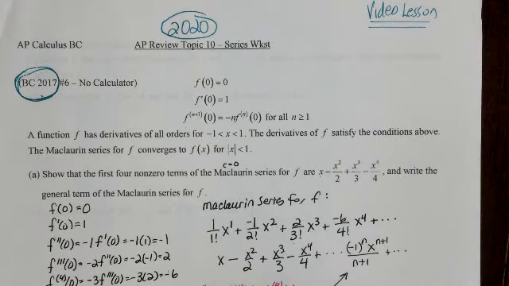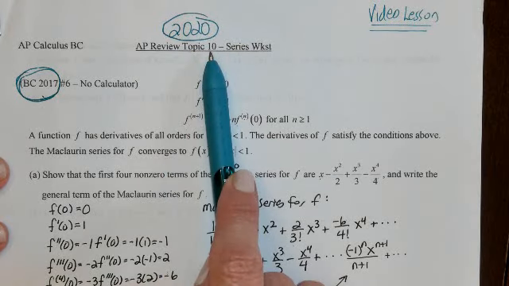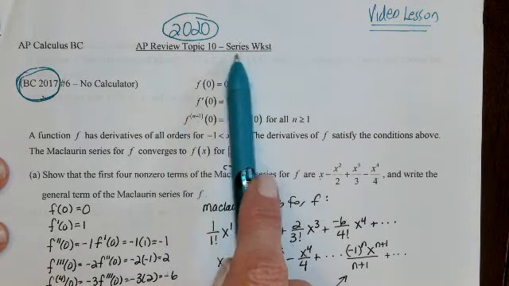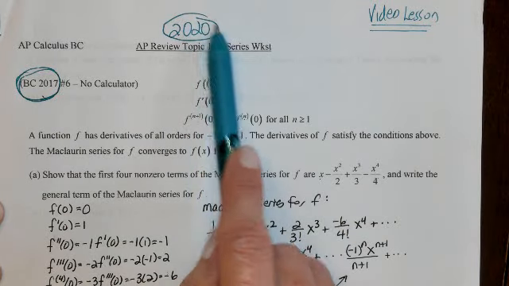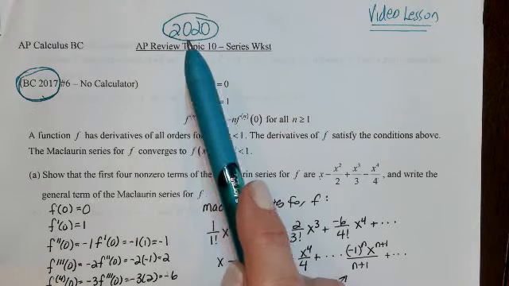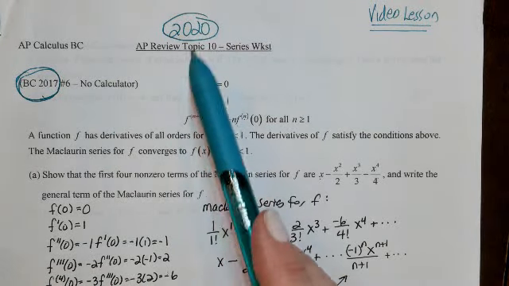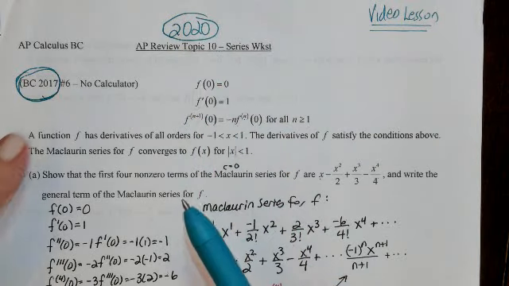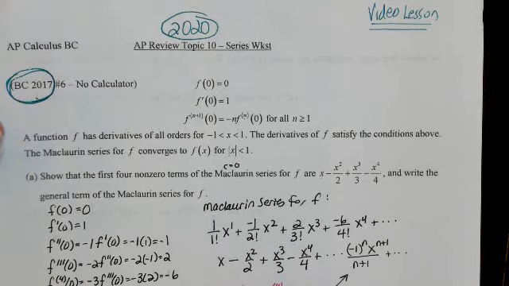We are continuing our worksheet packet for AP Review Topic 10. This is our series topic, and this is a modified worksheet only for 2020. 2020 is our year where we have limited topics in series, and so this worksheet packet was tailor-made just for 2020. Okay, we've already done some of these as part of the lesson, and now this video is covering the remaining problems in this packet so that you can check yourselves.